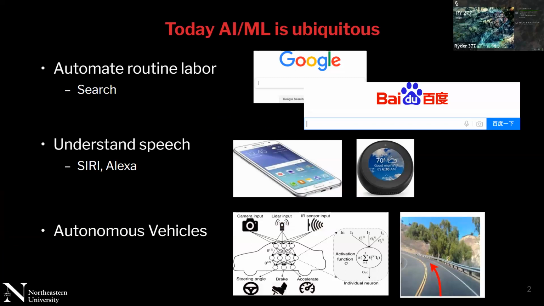So we all know now that AI ML is ubiquitous. It's in everything. It's in automating things that are routine and just generally boring. Understanding speech, everyone uses Siri or Alexa or some form of voice assistant. I know I use it a lot to set my alarms. It's just easier.